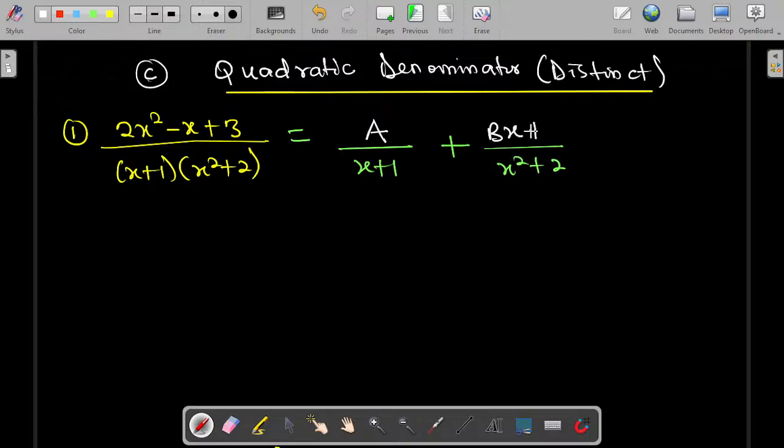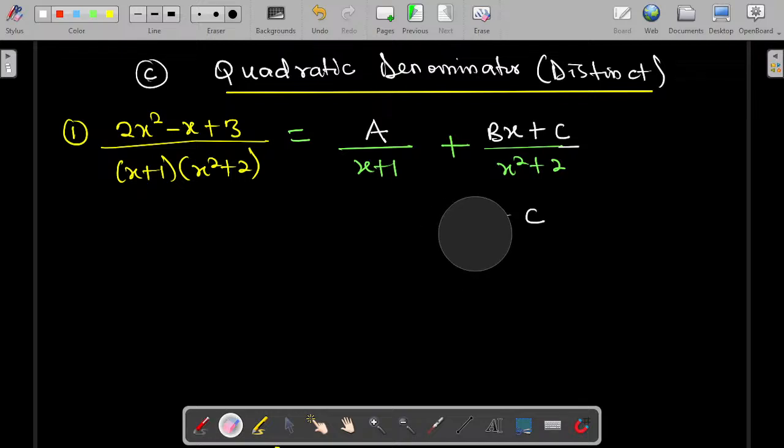So this is what you're going to write as your numerator, bx plus c, or you can use any alphabet of your choice. You cannot use a again because you have used a here, so you can use maybe d or whatever. You can use dx plus c. The only thing is that you will introduce x so that it will be linear.